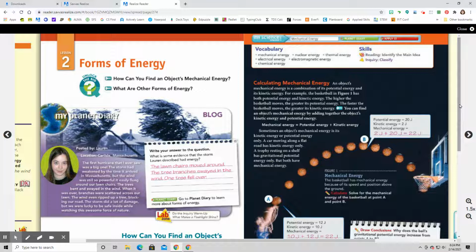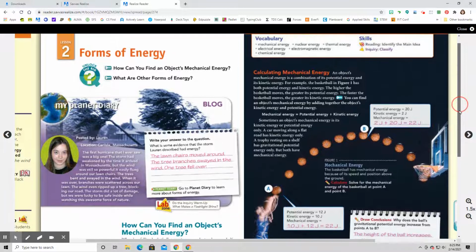Lesson 2 talks about the different forms of energy. So we learned that all of these different forms can be divided into some type of kinetic or some type of potential energy. But here they talk to you about those individual forms. And the goal of this section is to look at finding or calculating an object's mechanical energy, and then it just touches on the other forms of energy.